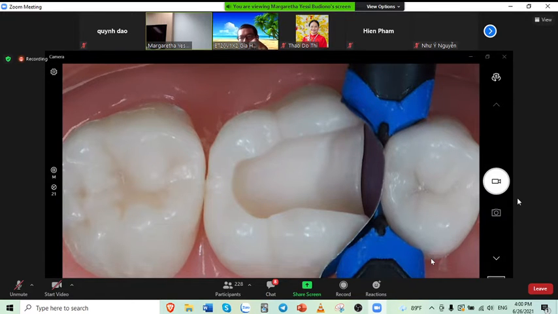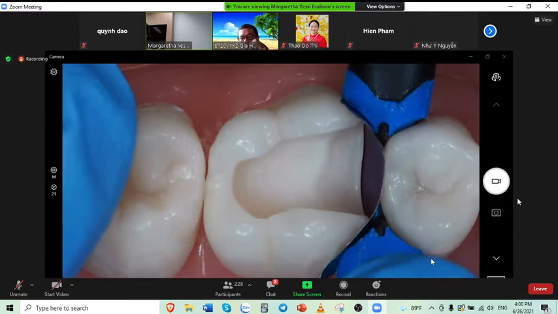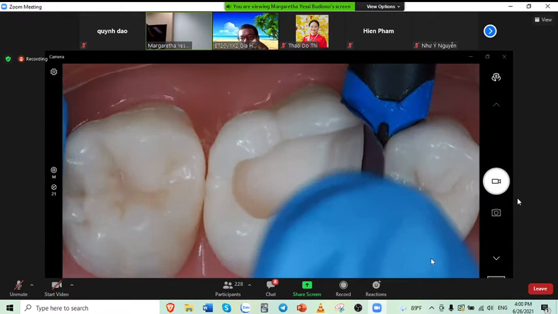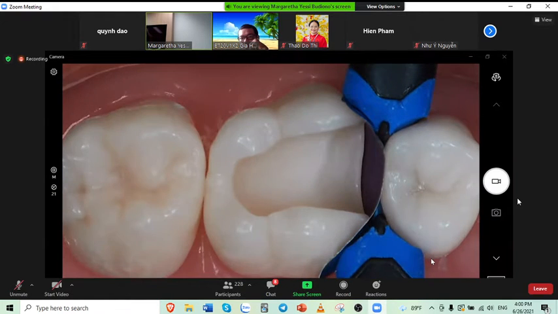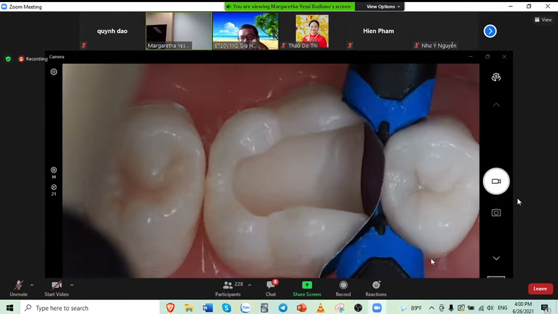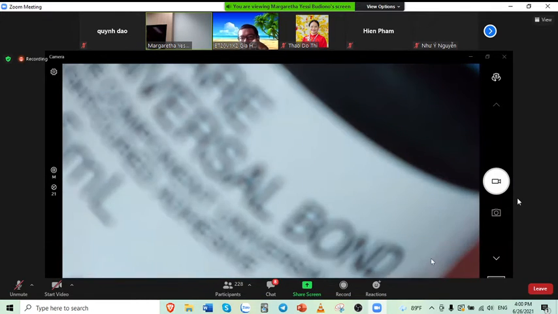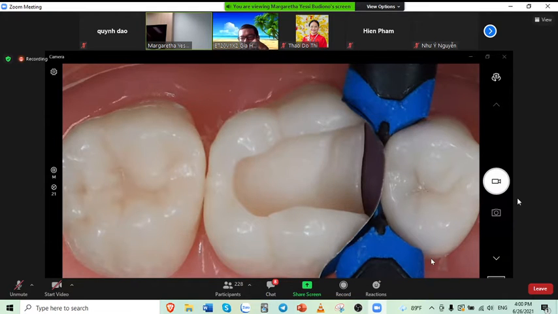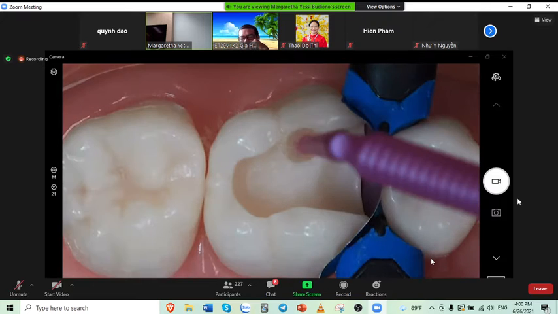Okay, so here I already have my matrix, my sectional matrix in place. So what I'm going to do is to apply the bonding agent, Restorative universal bond. I will use this with a self-etching technique. Means I don't use the phosphoric acid etch and just apply this bonding agent on clean tooth surface.